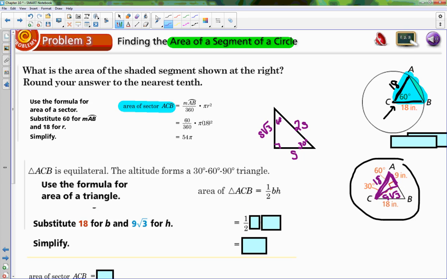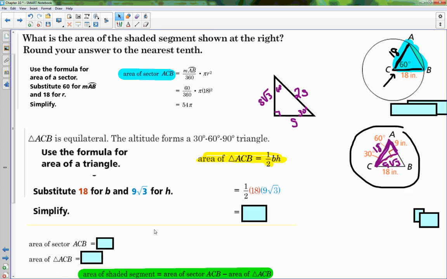Because in order to find the area of a triangle, it's 1/2 base times height. So my base is 18. And then my height is 9 root 3. So I know that half of 18 is 9. 9 times 9 is 81. And we're going to leave the square root of 3 as it is. So it's 81 square root of 3.